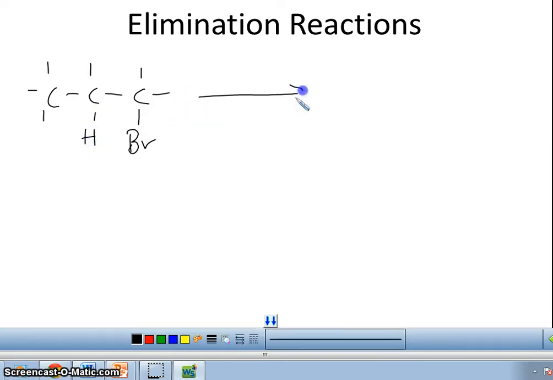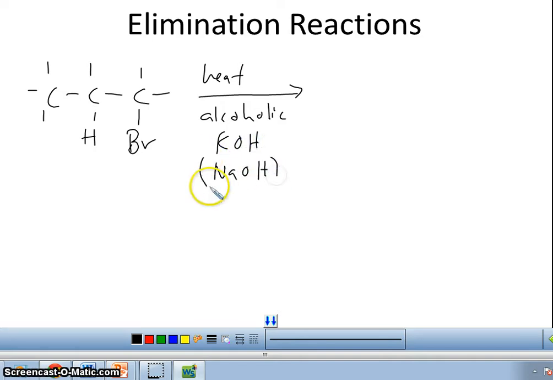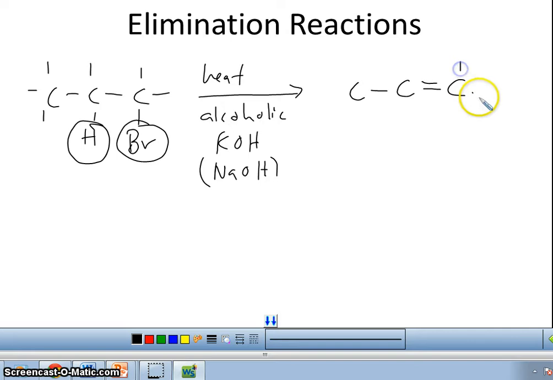So if we have this and we heat it up, these are the conditions: heat, and alcoholic, again not water, potassium hydroxide or sodium hydroxide. Could be either, just a basic alcoholic solution. Then this will eliminate this H and this Br. So I will make C, C, double bond C, with 2 hydrogens, 1 hydrogen, 3 hydrogens. So that HBr has been eliminated.